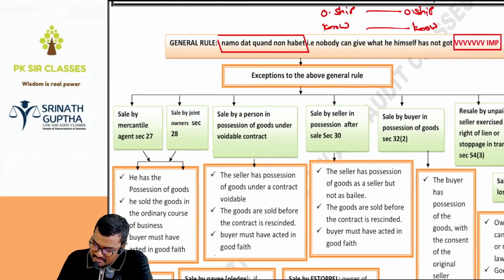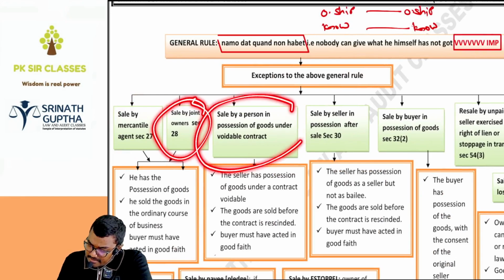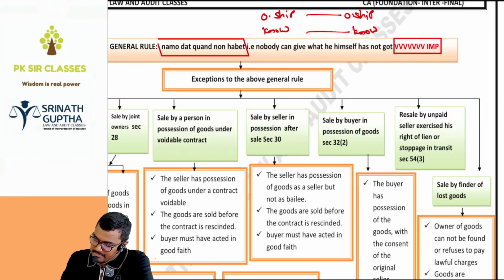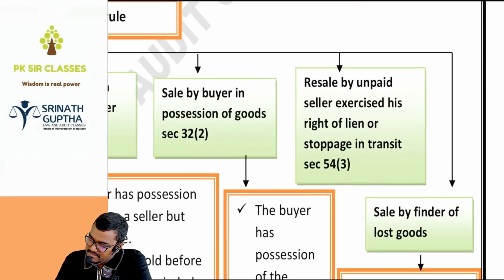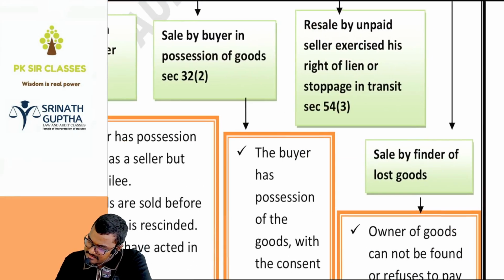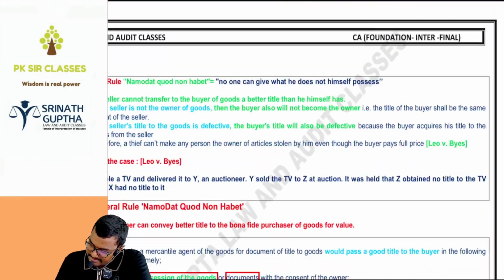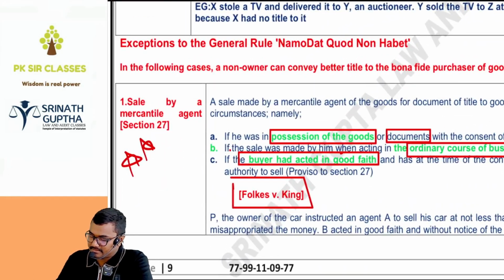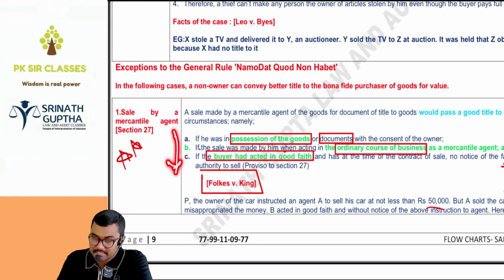The first is sale by mercantile agent, then sale by joint owners, sale by a person under a voidable contract, sale by the seller in possession after sale, sale by the buyer in possession of the goods before sale, sale by the unpaid seller, sale by the finder of lost goods. Let's see one by one. First one, sale by mercantile agent. These things you have to write in the exam. And this case law is very, very important: Fox versus the King.